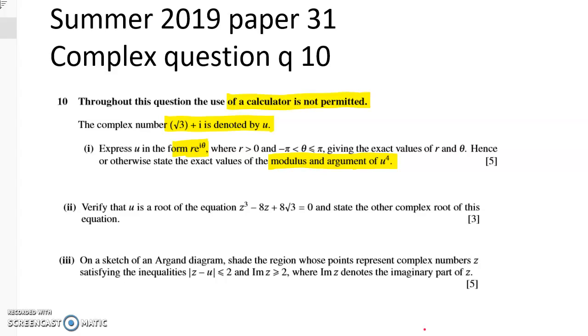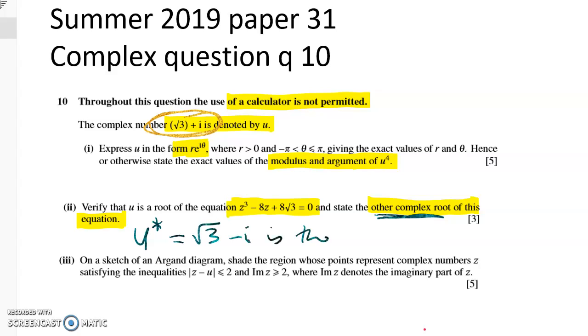Right, verify that u is a root of this equation. Now you could do this using rectangular form, and it actually isn't that bad, but when I did it, I used it as a bit of practice at polar form, and that came out very nicely. So we have to verify that u is a root, and we have to state the other complex root of this equation. So this part we can do straight away here, and I'm not going to come back to it, but don't forget it. By the conjugate root theorem, we know that the other root will be u conjugate, which is u star, which is root 3 minus i, is the other root. And we know that because we've got a polynomial with real coefficients. So if we find one root, the conjugate will be another root.